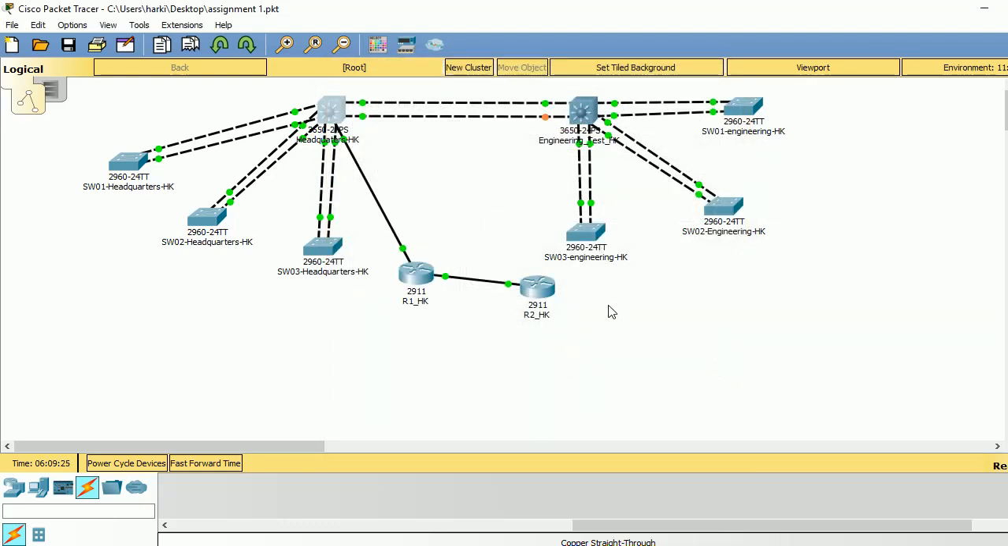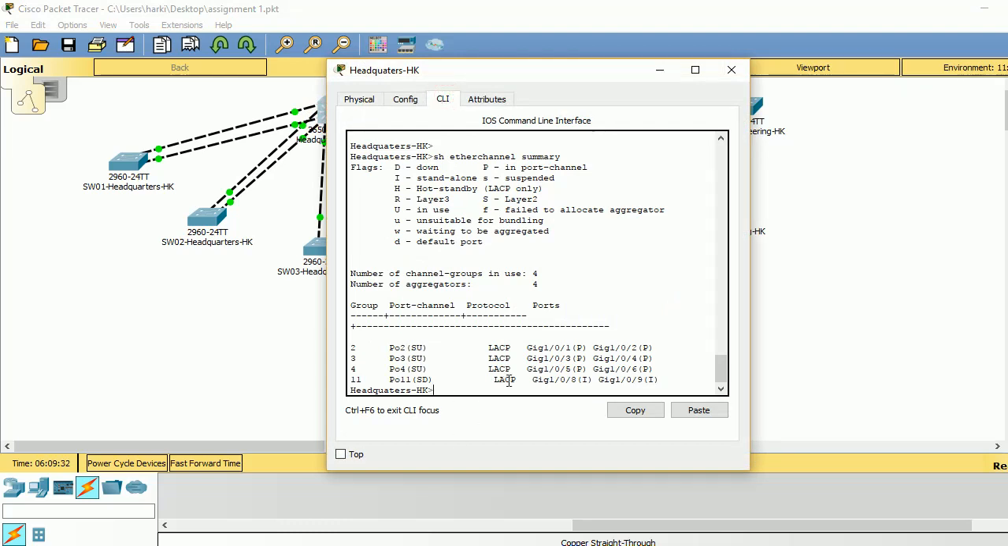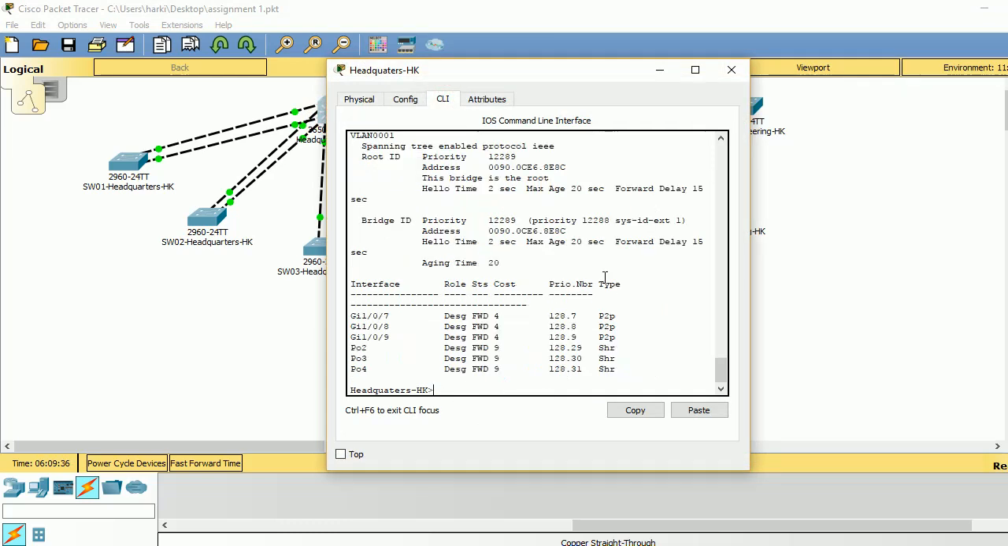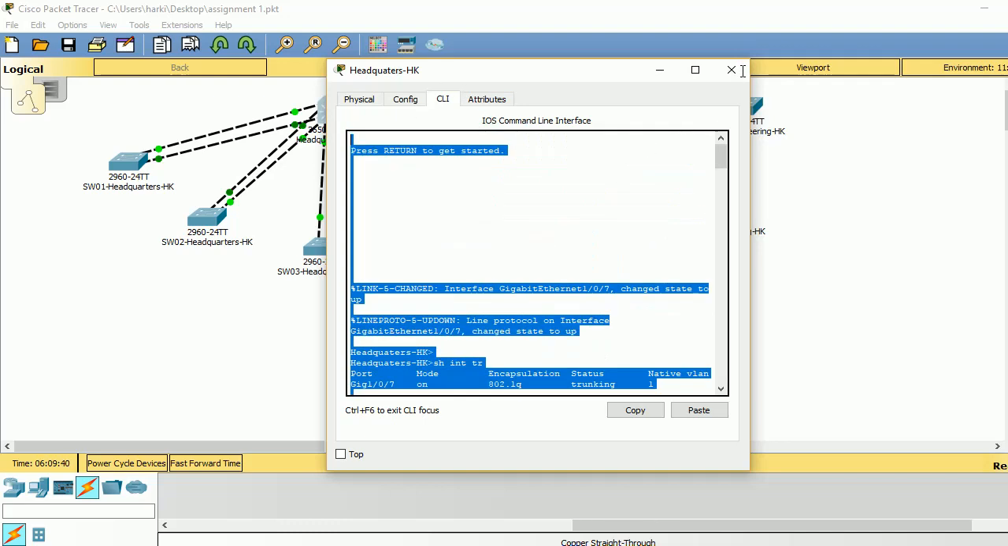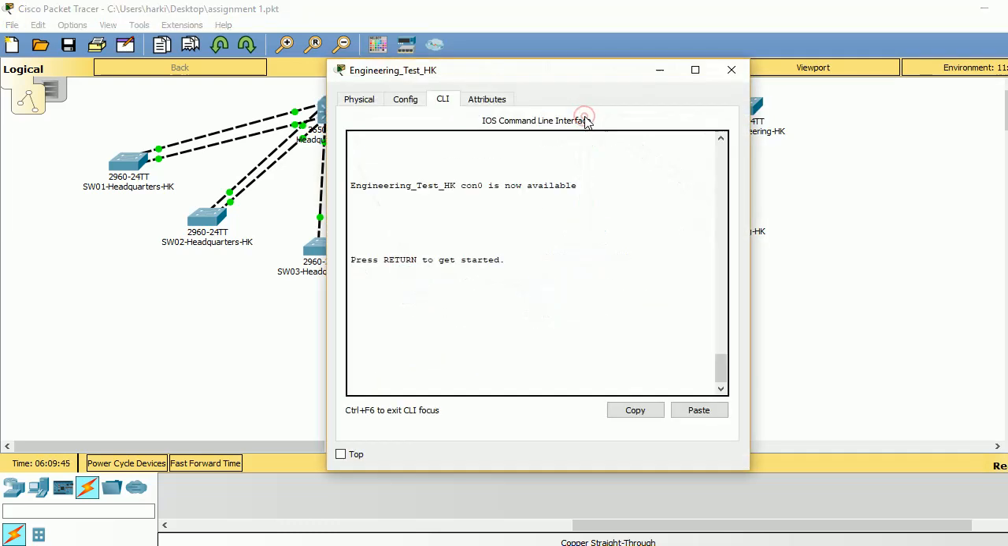Moving forward from VLANs, the second step was spanning tree protocol. We have to make these distribution switches the root bridges for the respective VLANs. For example, show span. This bridge is the root bridge, and the case was similar with this one.